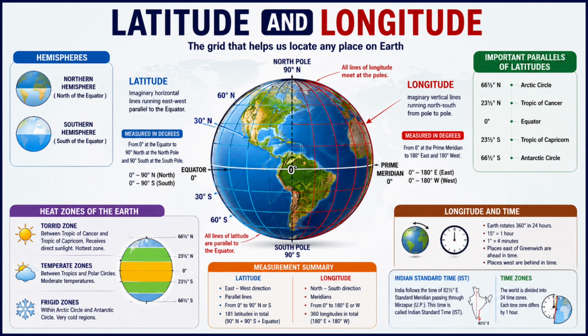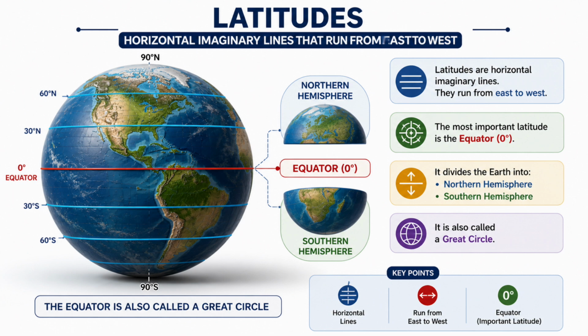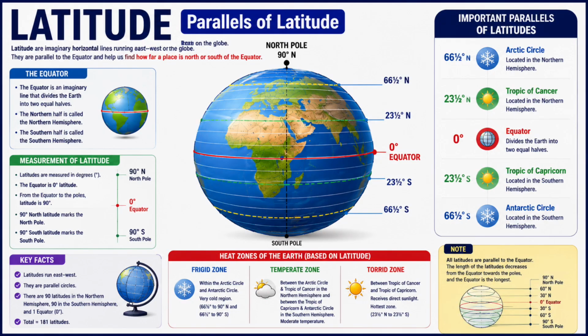Now we will study each one separately and understand them clearly. First, let us understand latitudes. Latitudes are imaginary horizontal lines drawn on the globe. They run from east to west. They are also called parallels of latitude because they are parallel to each other. The most important latitude is the equator. The equator is an imaginary line that divides the Earth into two equal halves. The upper half is called the northern hemisphere and the lower half is called the southern hemisphere. The equator represents 0-degree latitude.